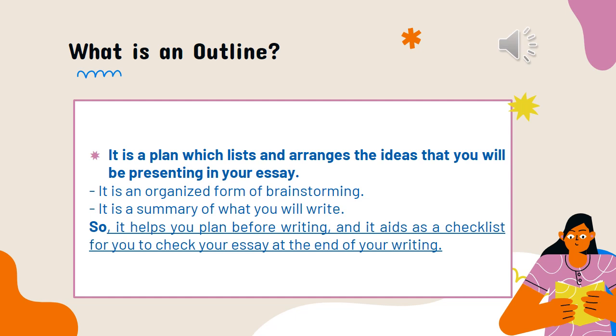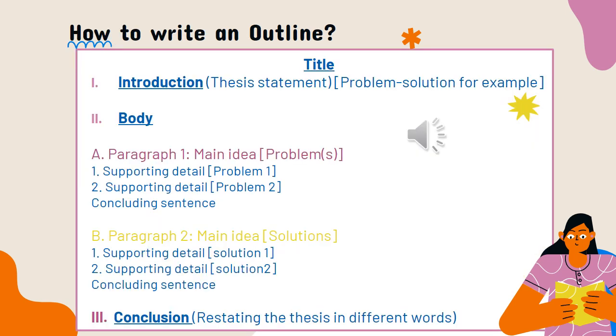How to do that? You use an outline to organize your information, and then it's a checklist for you to check your essay at the end of your writing. Other than that, don't just put a piece of paper and start writing your ideas. In that case, you will always have difficulty and you'll be facing problems and your writing will not be correct. So the question now is how to write an outline.